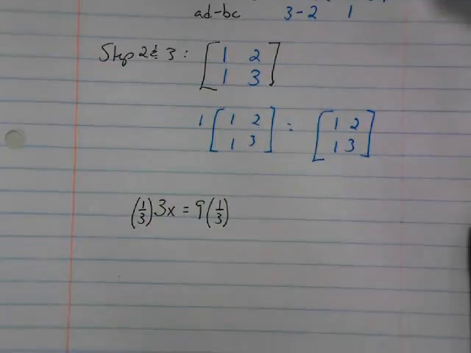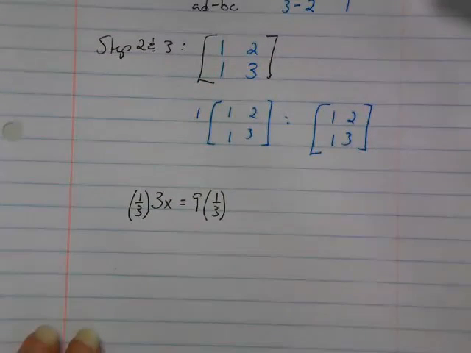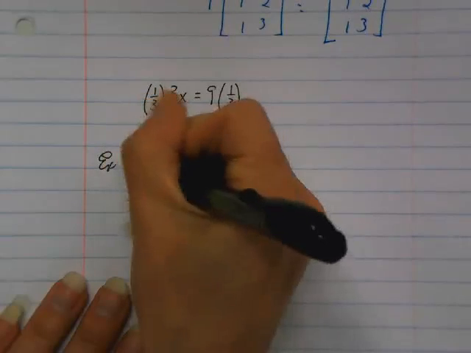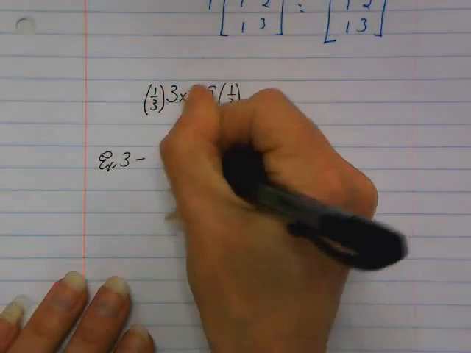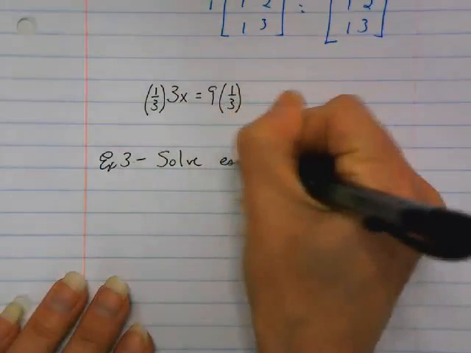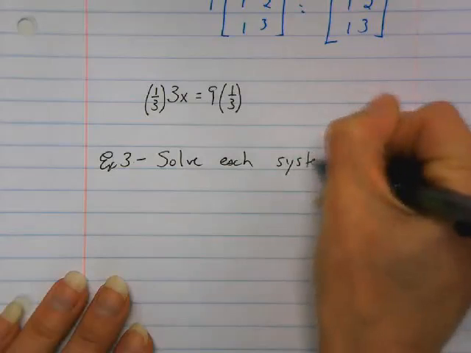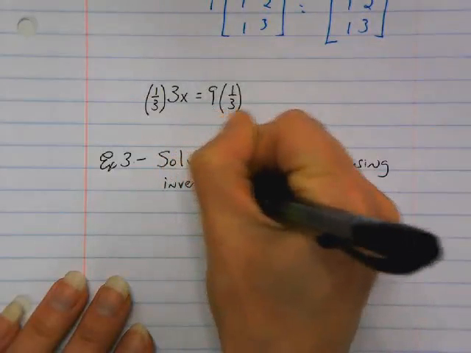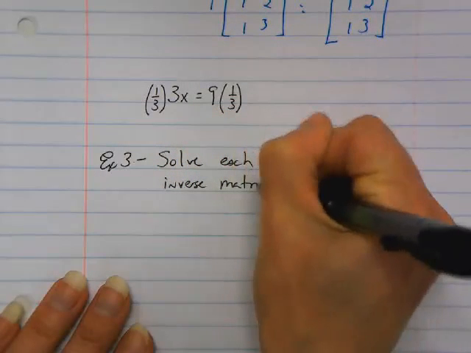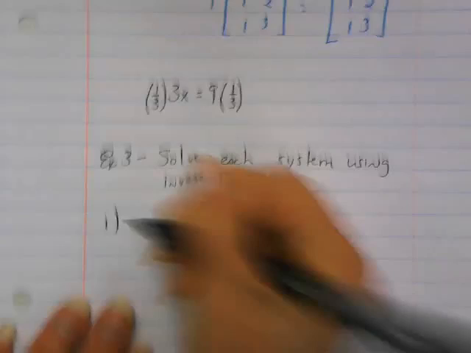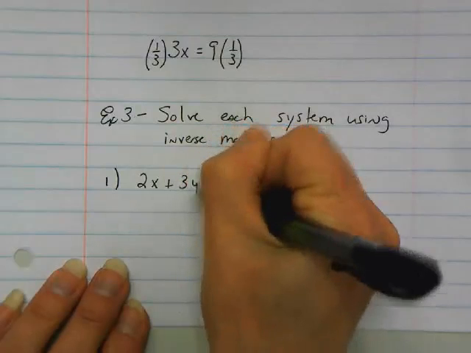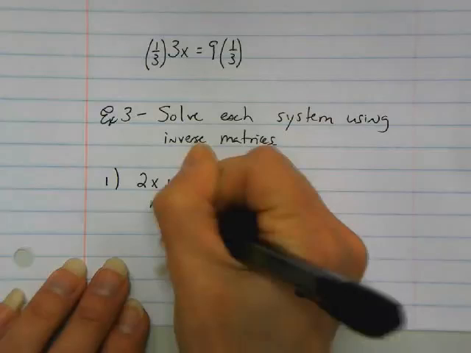Alright, so let's put this together. I'm going to show you a couple to do by hand, and then tomorrow, again, I'll show you a different little trick. So example 3. Solve each system using inverse matrices. Let's say I have 2x plus 3y equals 6, and x plus 2y equals 5.